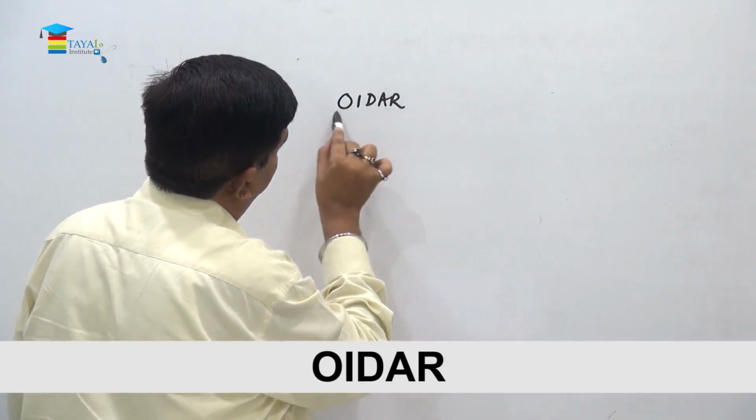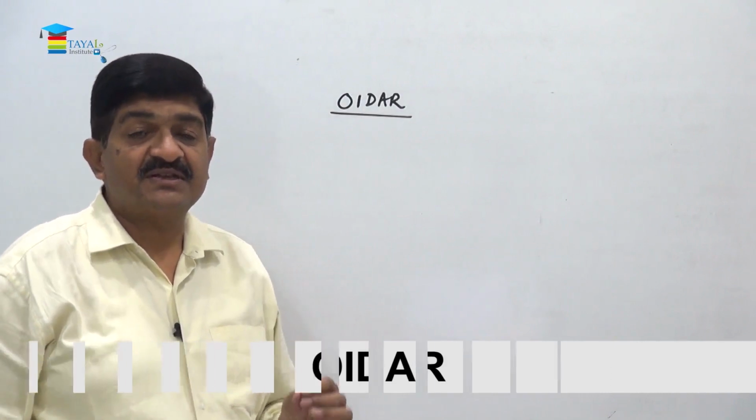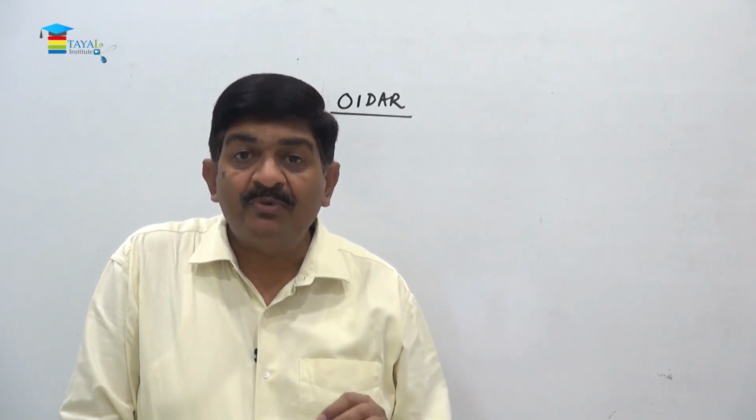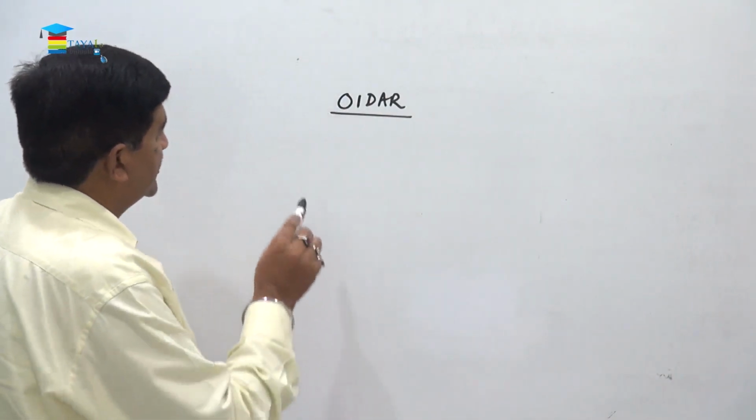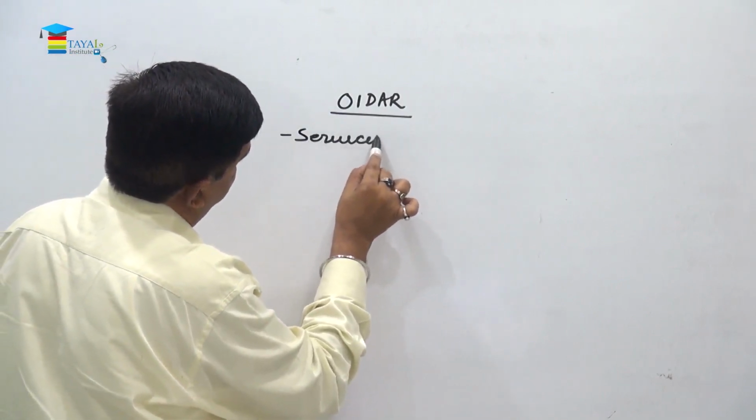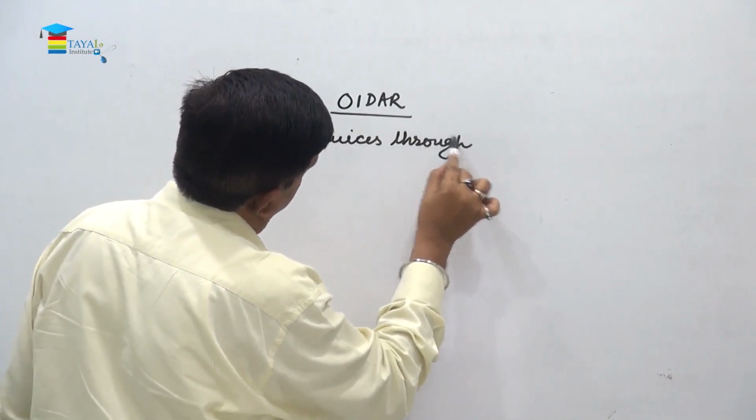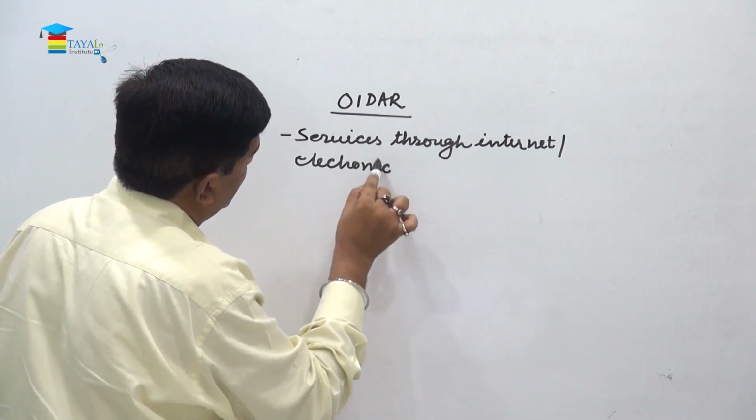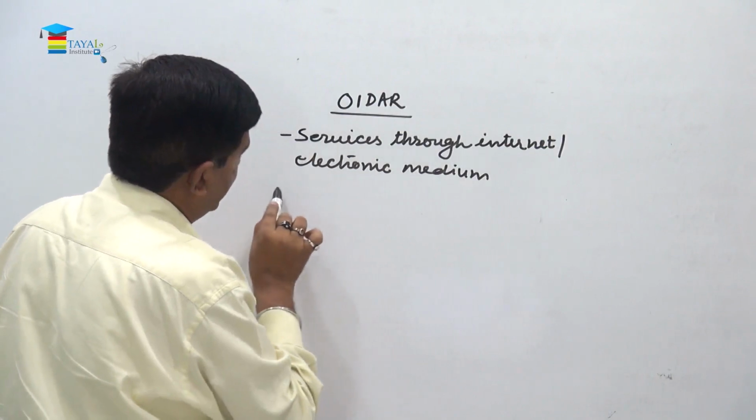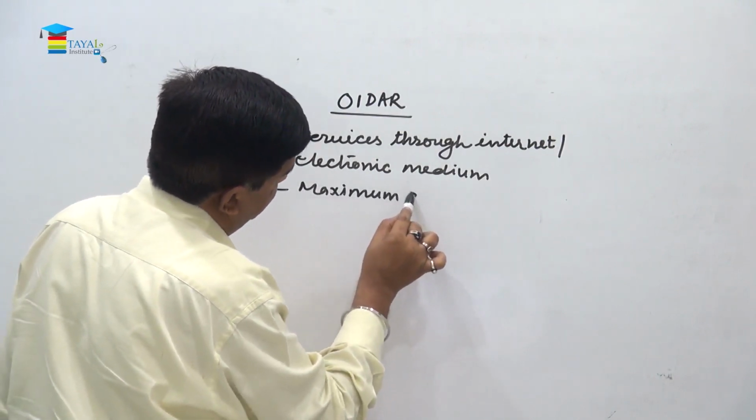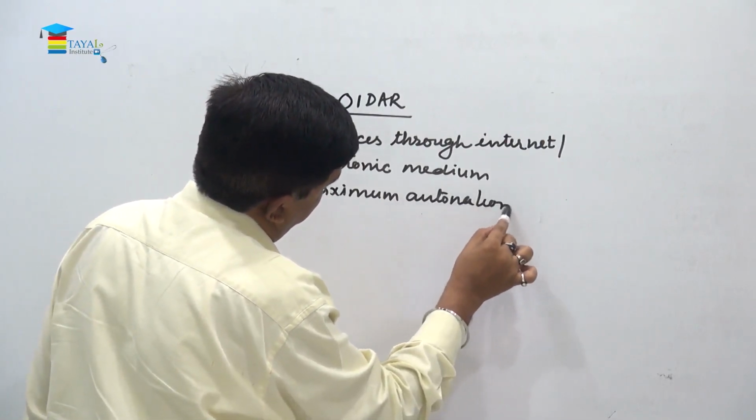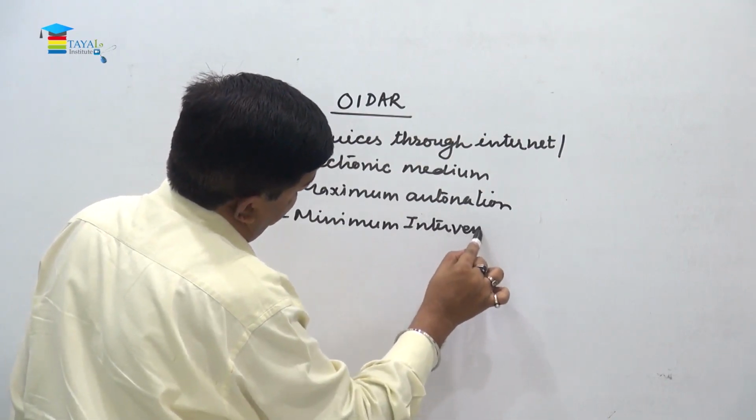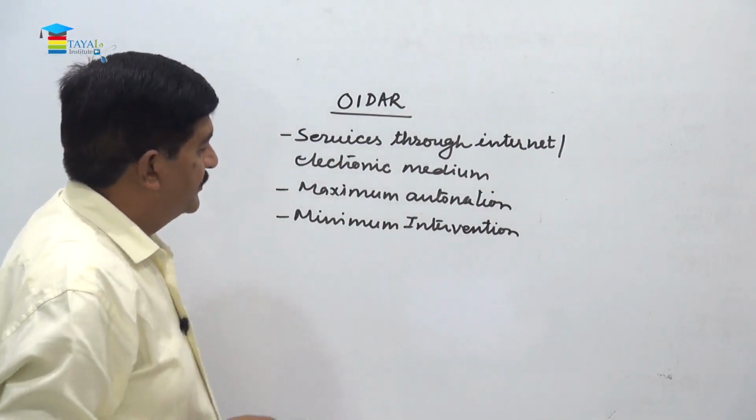OIDAR: online information or data access retrieval services. So friends, these are the services which are necessarily provided through the internet or through an electronic medium, with minimum human intervention and maximum automation. So these are services through the internet or electronic medium. In this, there is maximum automation and there is minimum intervention.